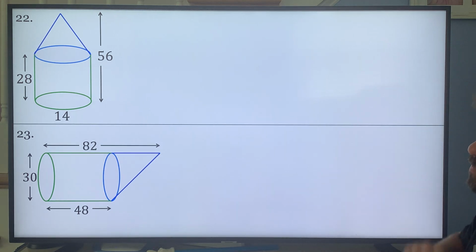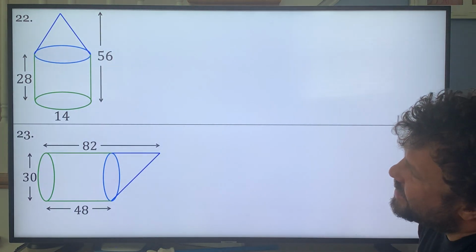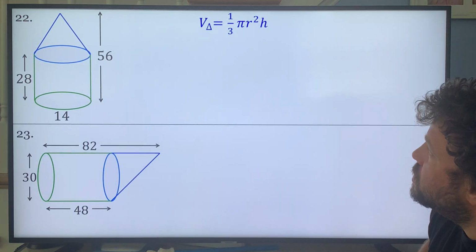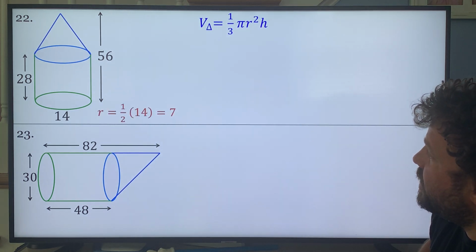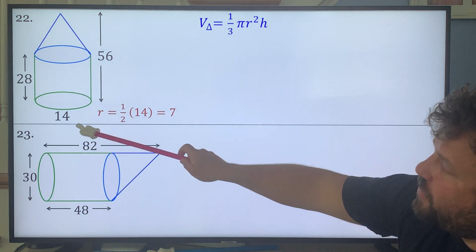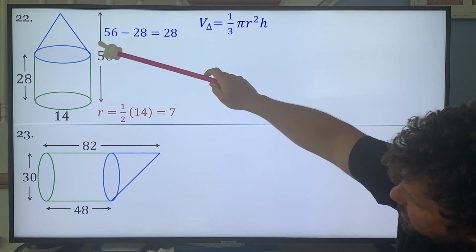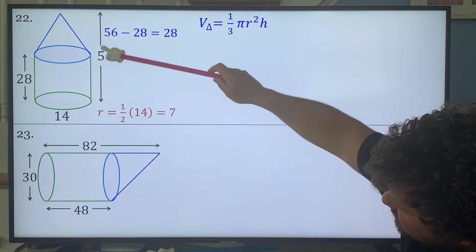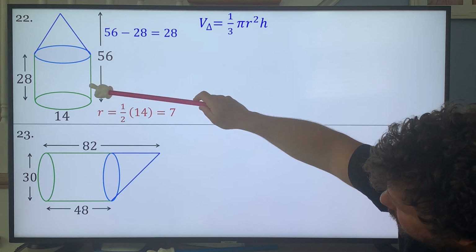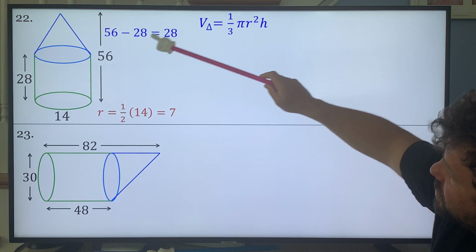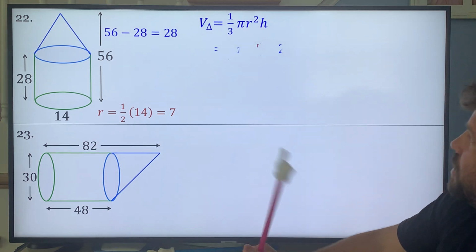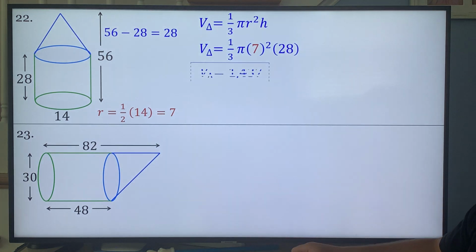So, what do you see there? I see a cone on top of a cylinder. So, the volume of the cone is 1/3 pi r squared h. Radius is half of 14, which is 7. So, the height here, since the whole thing is 56 and this is 28, 56 minus 28 equals 28 as well. So, the height of this cone is 28. So 1/3 7 squared times 28 equals 1437.